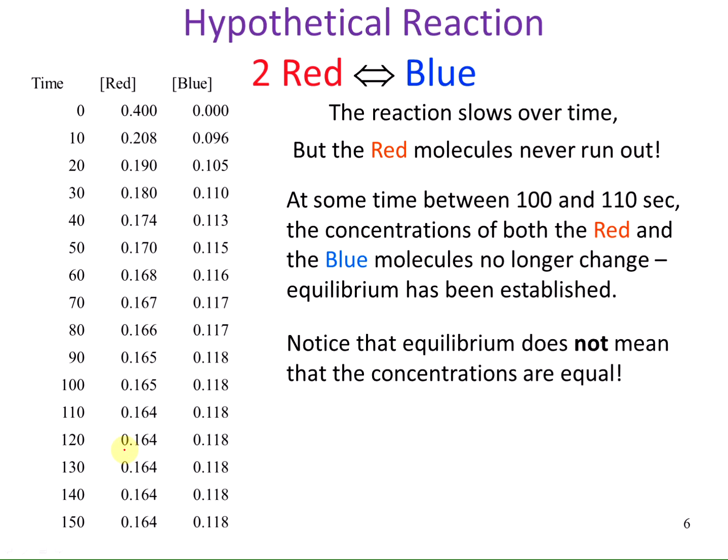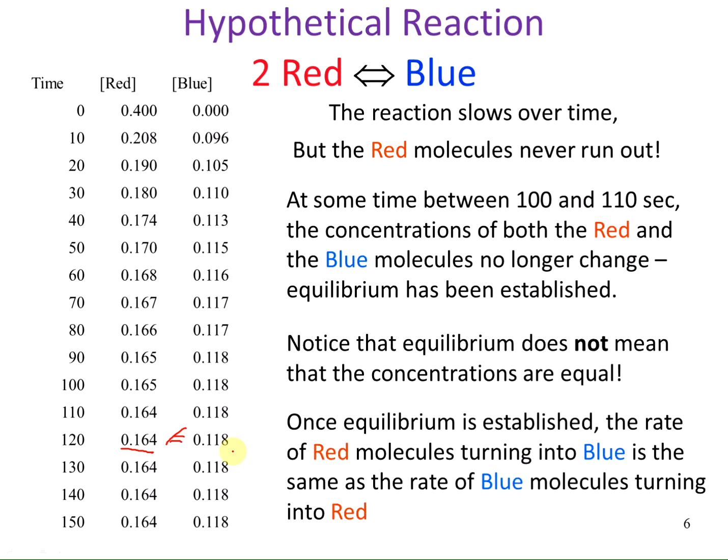Because see, once these start to level out, 0.164 does not equal this 0.118. So it doesn't mean that the concentrations are equal when you reach equilibrium. Once equilibrium is established, the rate of red molecules turning into blue is the same as the rate of blue molecules turning into red.